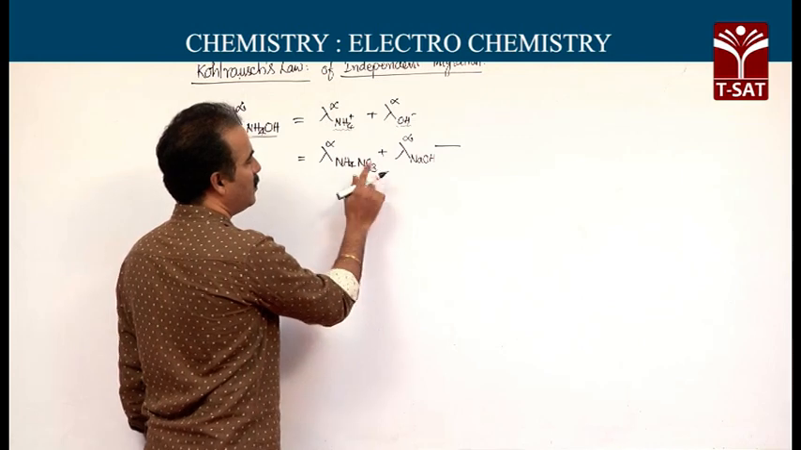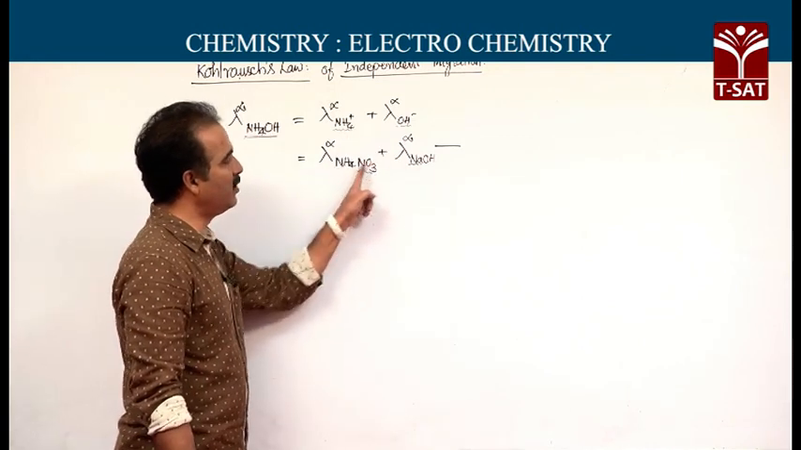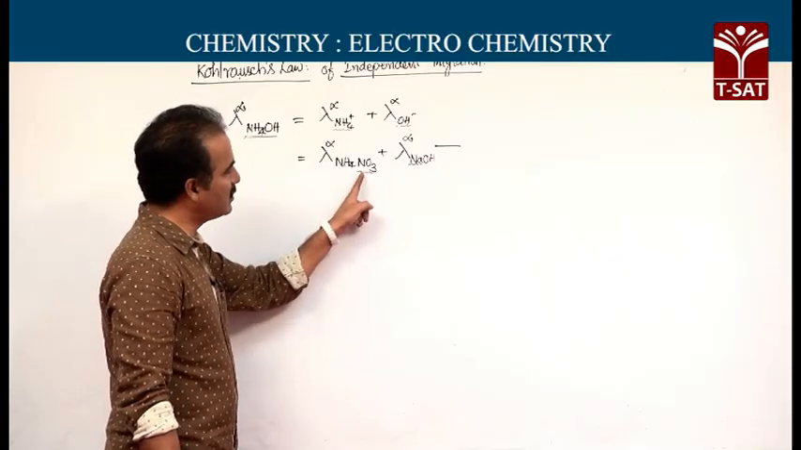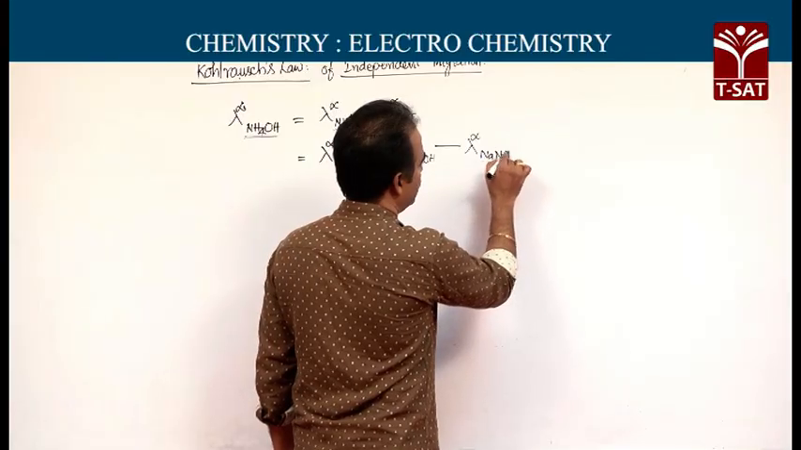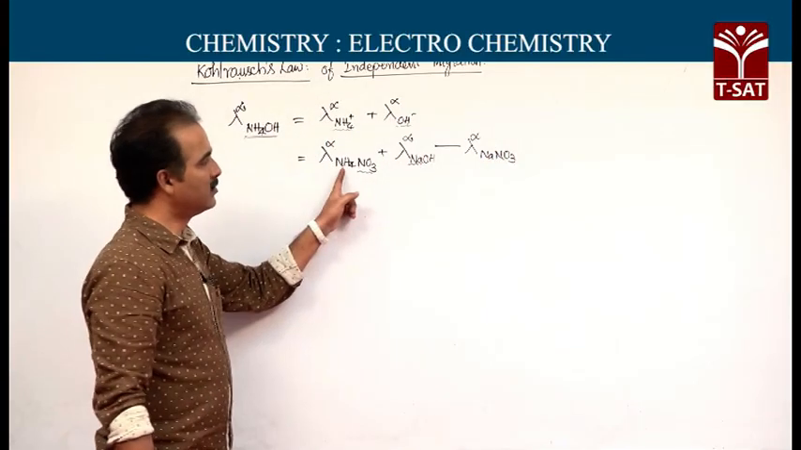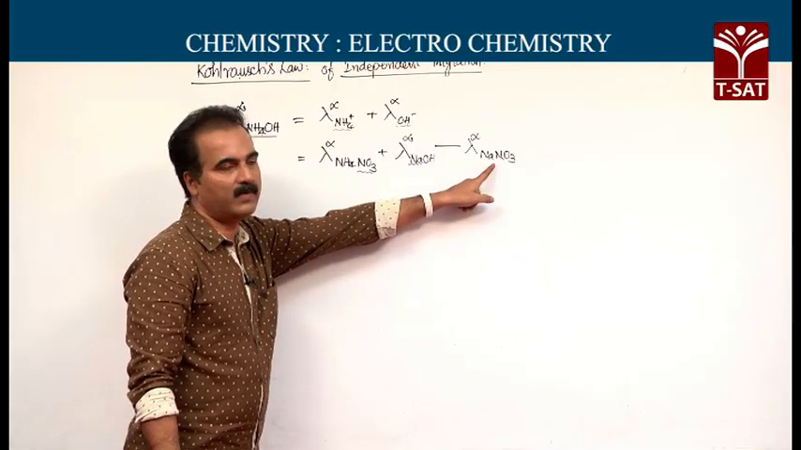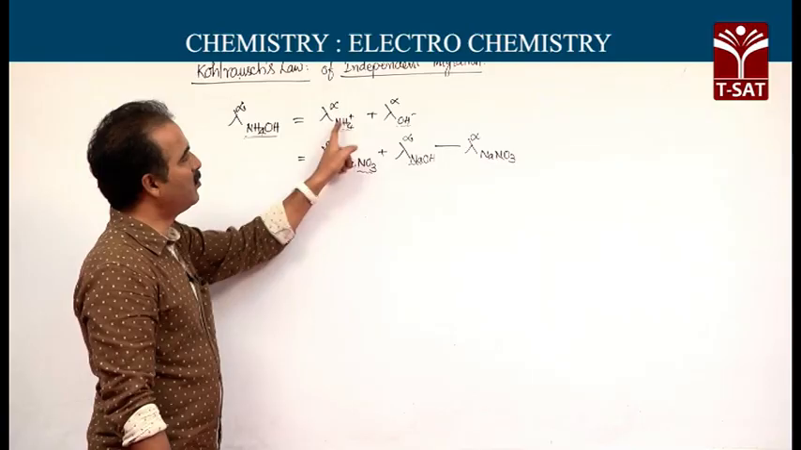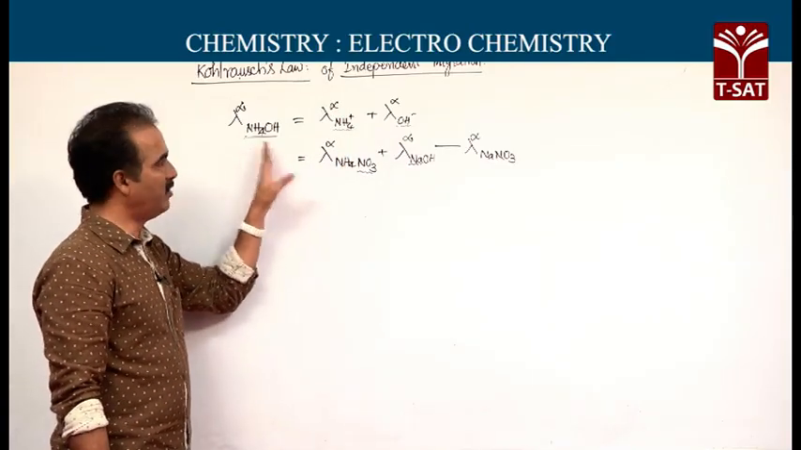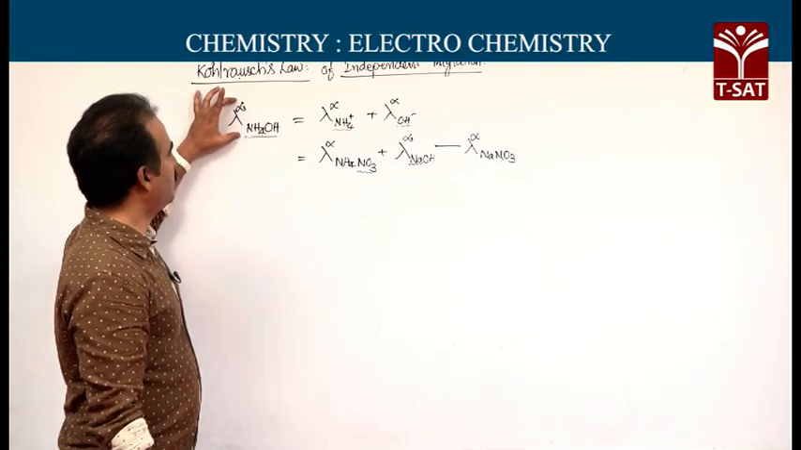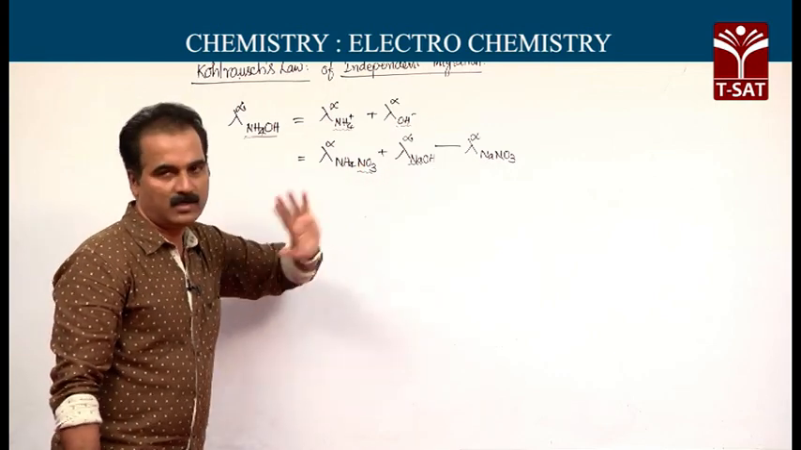Similarly, I do not want the contribution from nitrate and sodium ions, because I want only ammonium ions and OH minus ions. So, I will subtract the lambda infinity of sodium nitrate. All these are strong electrolytes. So, adding these two values and subtracting the sodium nitrate value, you will get the contribution from ammonium ions and OH minus ions, which is nothing but lambda infinity of ammonium hydroxide. This is how we represent conductance at infinite dilution of a weak electrolyte in terms of strong electrolytes.